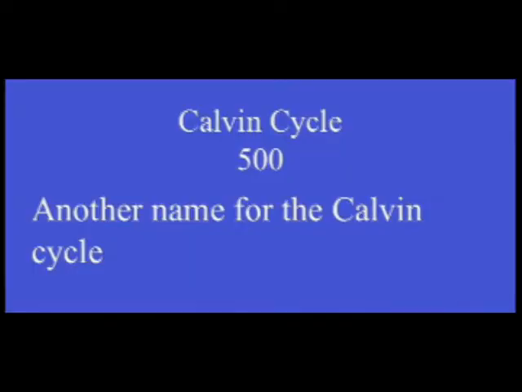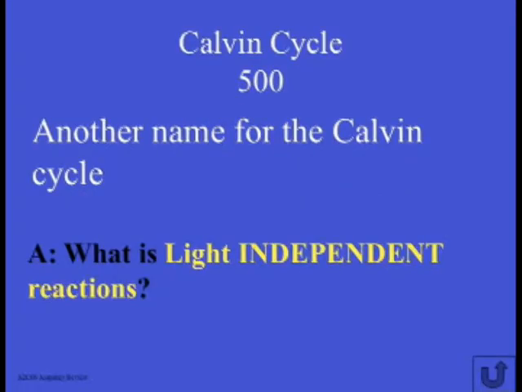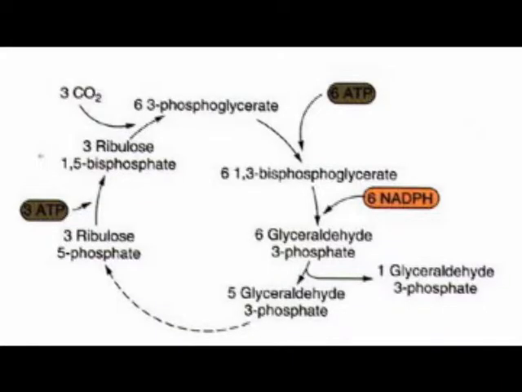Calvin cycle for 500 points. Another name for the Calvin cycle is, who knows? You're right. What is the light-independent reaction? And in brief, the Calvin cycle is when sugar is being made from the carbon dioxide that is inside the stroma and the hydrogen that remained inside during the light-dependent reaction.